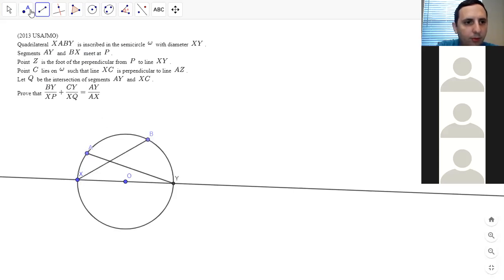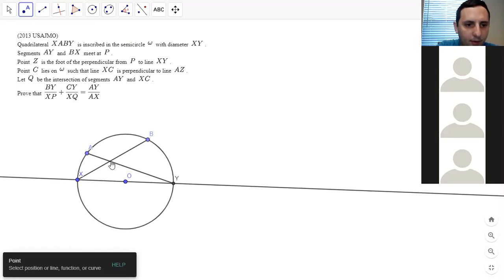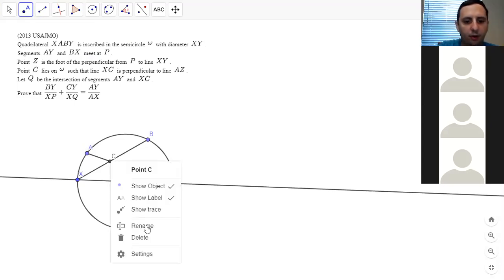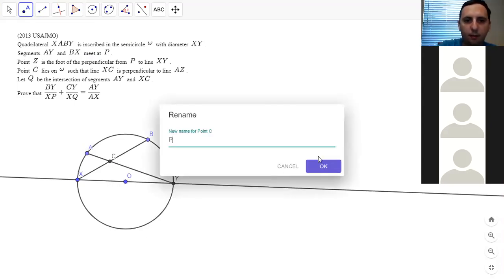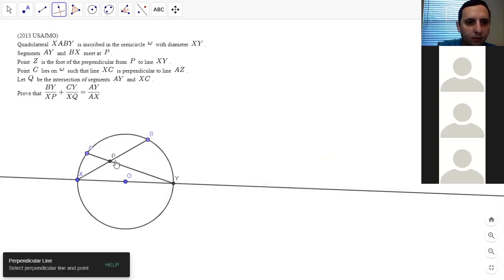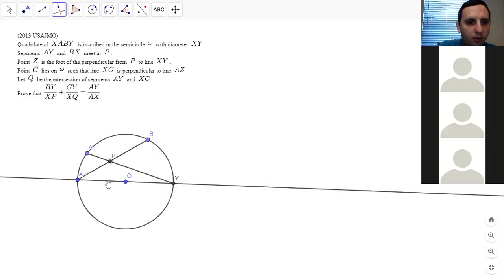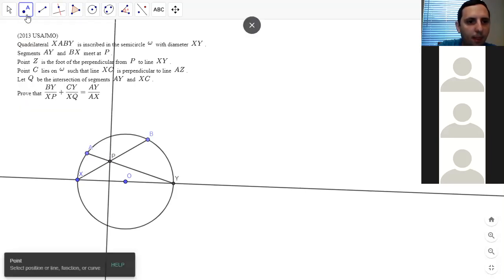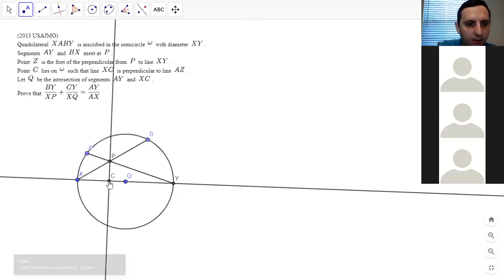So it looks like we have orthocenters here, right? P would be the orthocenter of the triangle if I extended AX and BY, and then I drop a perpendicular here. So here we have Z.